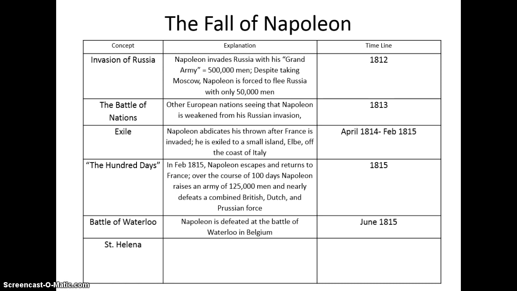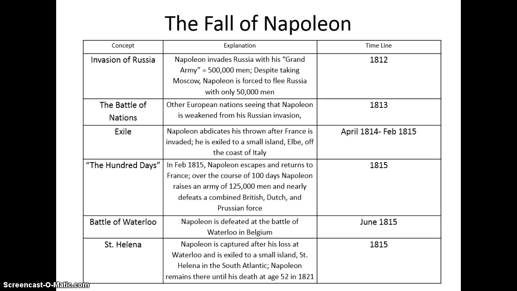He is again retaken prisoner, and this time he's exiled to a small island in the South Atlantic Ocean, never to be heard from again. And while he is exiled on this island, where he remains until 1821 at the age of 52, where he dies, it is rumored that Napoleon was slowly being poisoned to death by the British so that he could not return and cause more damage.